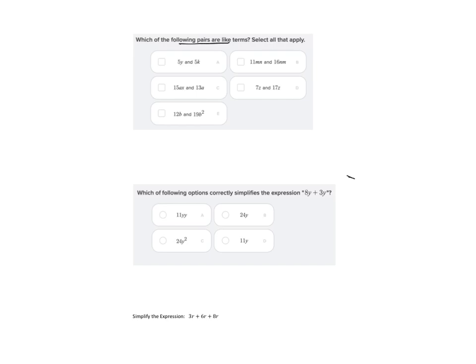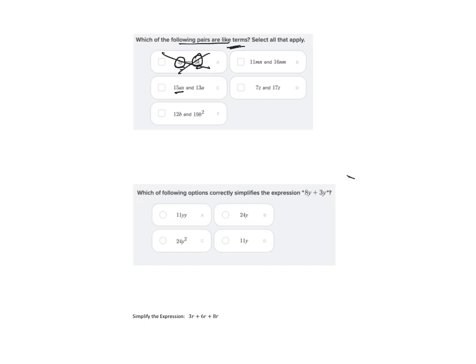Okay, so following this, we're going to look for like terms. Remember, we're talking about apples and apples, you know, lions and puppies. Don't put lions and puppies together, right? So just remember, we're looking to make sure they are like terms. Well, this is a 5y and a 5k. The fives are the same, but the variables are what determine lions and puppies, right? We have y's and k's, so that one's not it. They're not the same.